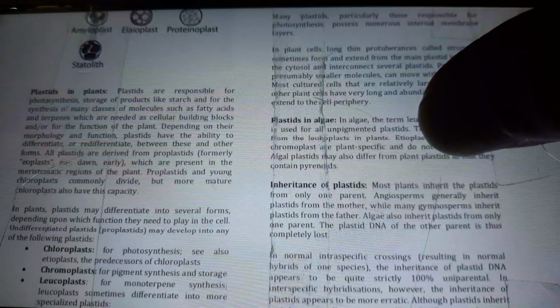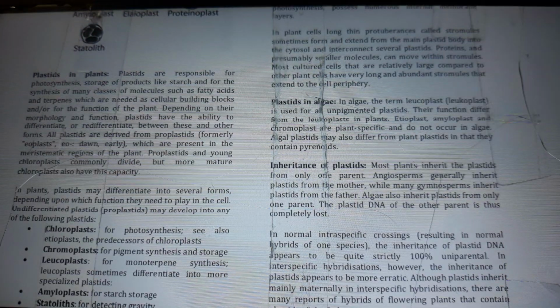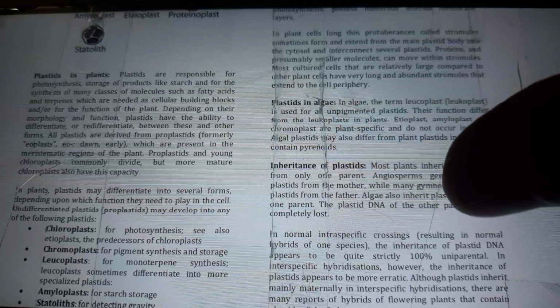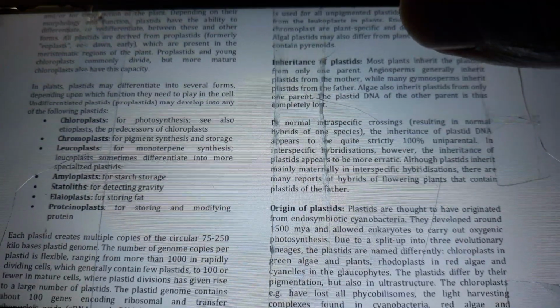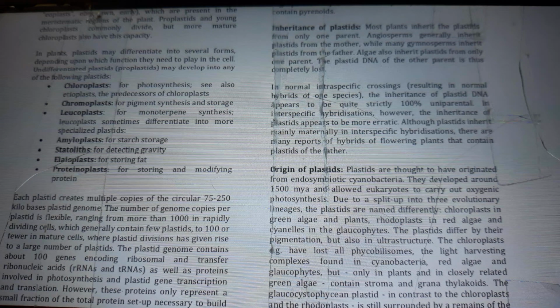Inheritance of plastids. Most plants inherit the plastids from only one parent. Angiosperms generally inherit plastids from the mother, while many gymnosperms inherit plastids from the father. Algae also inherit plastids from only one parent. The plastid DNA of the other parent is thus completely lost.